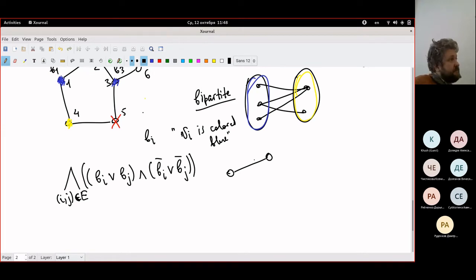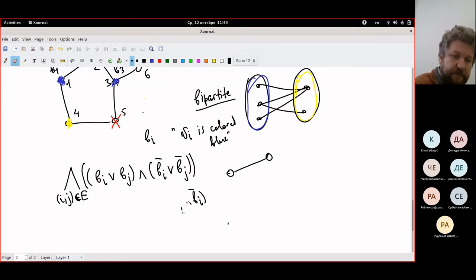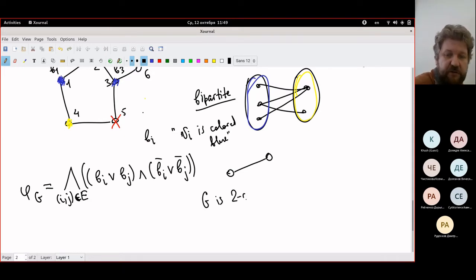And no, if you have Bi or not Bj, what did you want to do? Bi or not Bj and Bj and not Bi, right? Something like that, right? No, you say you put 0, 0 and you get it fine. This is not correct. Okay, so this is the formula phi for graph G. And we say that G is two colorable, or bipartite is the same, if and only if phi G is satisfiable.